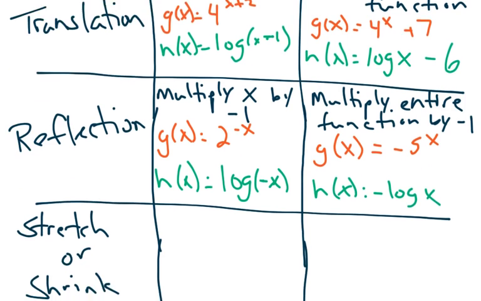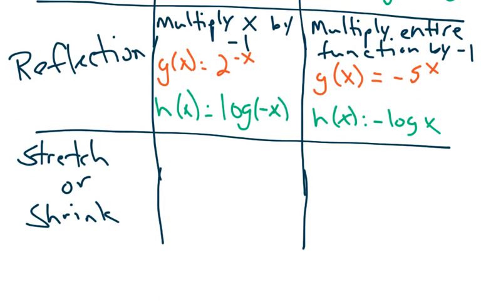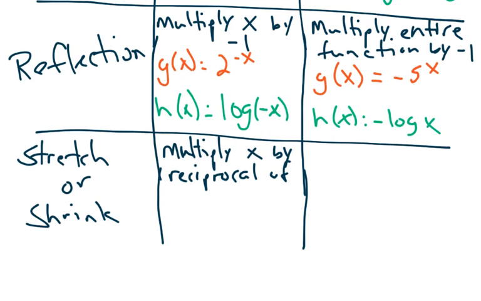Okay. For stretches and shrinks, very similar to reflections, but the number we're going to multiply x or the entire function by is not going to be negative 1. We're looking more at the absolute value of that number. Okay, so for a horizontal stretch or shrink, remember, multiply x by the reciprocal of your factor. If we're talking a vertical stretch or shrink, then we multiply the entire function.